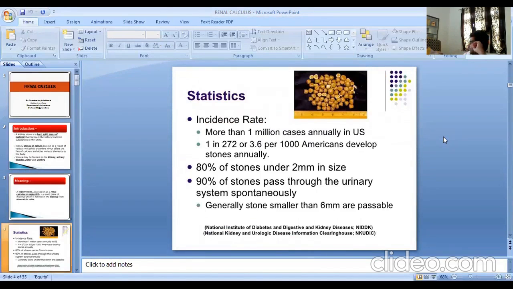Statistics. Incidence: more than 1 million cases annually in the US, 1 in 273 or 3.6 per thousand Americans develop stones annually. 80% of stones are under 2 mm in size, and 90% of stones pass through the urinary system spontaneously. Generally, stones smaller than 6 mm are passable.